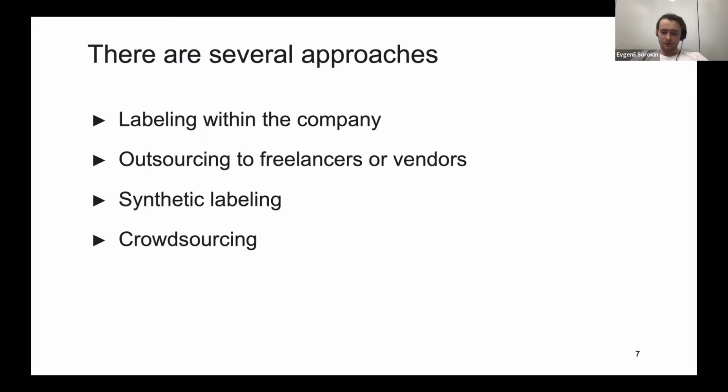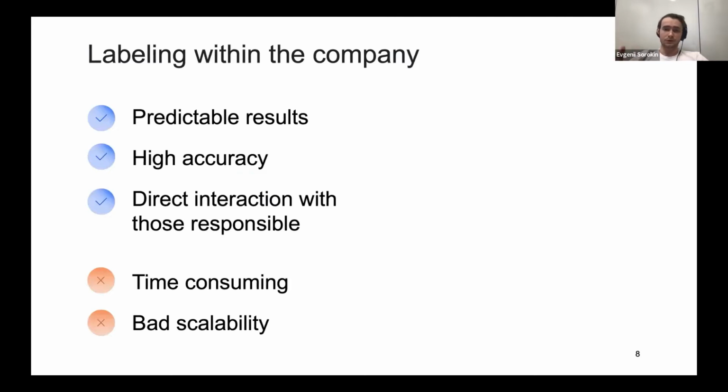The simplest option is to label it within the company. You just take a fraction of your employees and ask them, please, guys, manually label all of those pictures and texts into labels, so in the future we will train a model which will be good enough. Of course, because those are your employees, they know well what to do, understand the domain, and you can easily explain what was their decision over it.